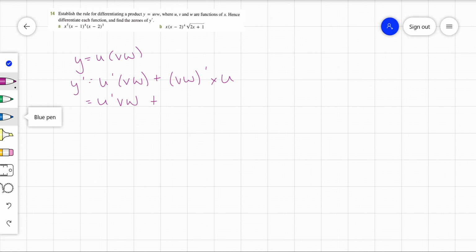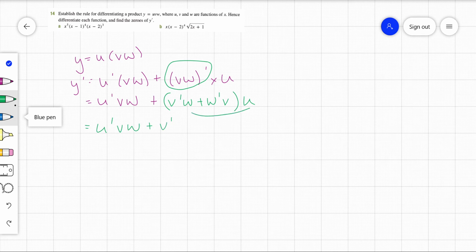So when I differentiate this bit here, I really need to differentiate the first times the second plus differentiate the second times the first, and there's u there. So altogether I've got u dash vw plus v dash uw plus w dash uv. So each of them are dashed with the other two basically. Alright, so that's going to be our formula.